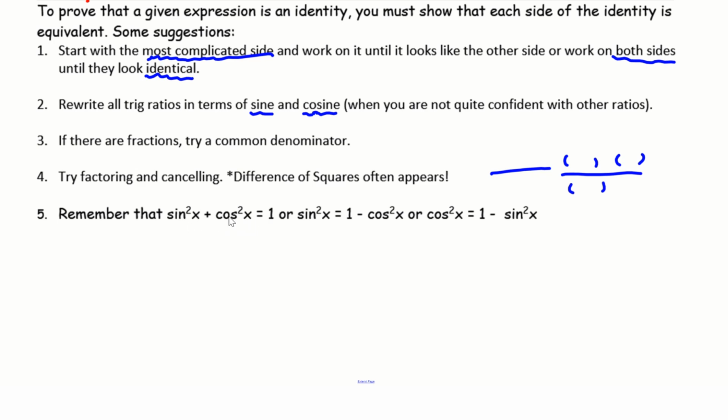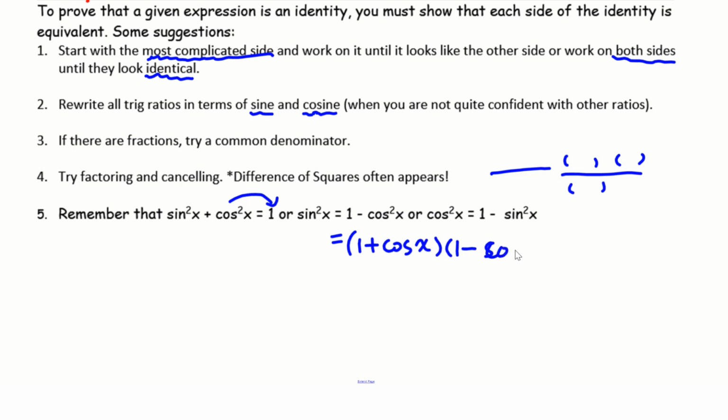So sine squared x plus cosine squared x equals 1. You could move the cosine squared to the other side. Then you will have 1 minus cosine squared x. And if you move the sine squared to the other side, you will have cosine squared x equals 1 minus sine squared x. And because this is a difference of squares, we could write it as a plus b times a minus b.